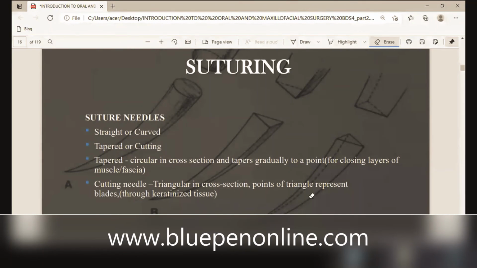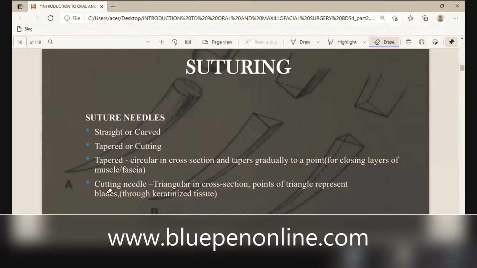So for suture needles, you have straight needles and curved needles. You can have straight needles like the needles that we have at home. Then we have curved needles. Then we have tapered needles and cutting needles. A tapered needle is circular in cross section and tapers gradually to a point. So this is mostly used for closing layers of muscles and fascia.